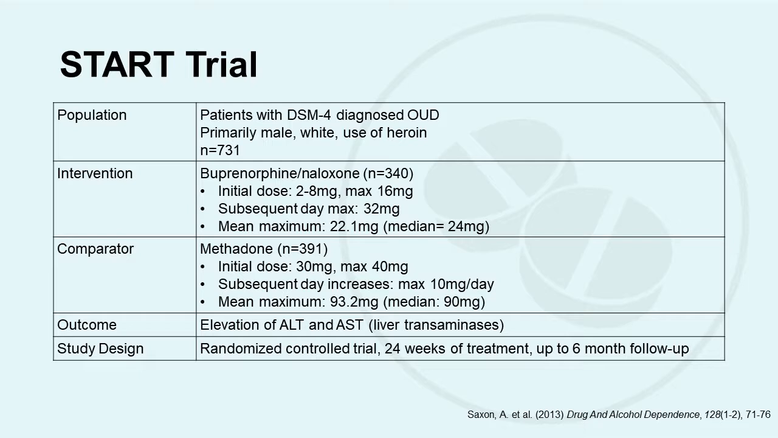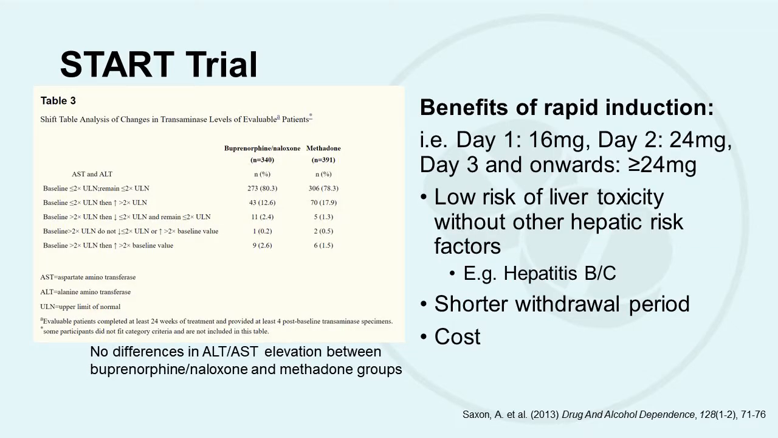The dose was titrated in response to withdrawal symptoms, opioid use, or craving. The study looked for ALT and AST elevations, and the patients were followed for 24 weeks and up to as many as 32 weeks. The trial showed that there were differences in ALT and AST elevation between buprenorphine and naloxone and the methadone group. The implication is that it may be safe to initiate buprenorphine and naloxone at higher initial doses with minimal risk of liver dysfunction.